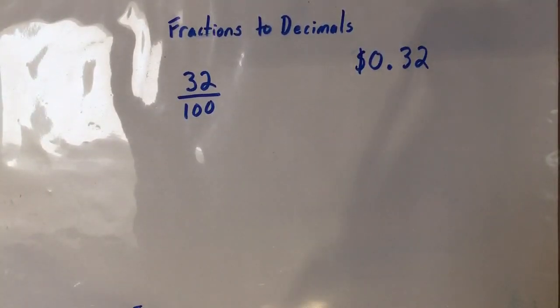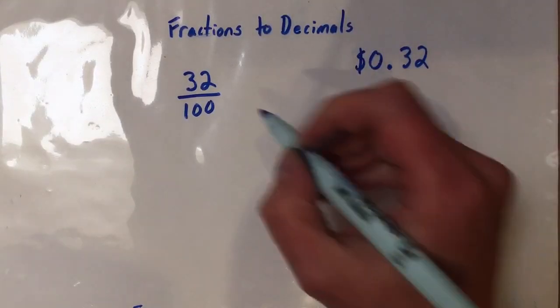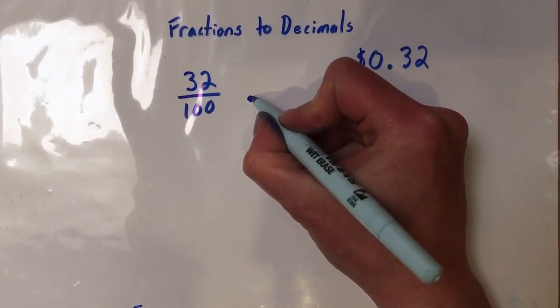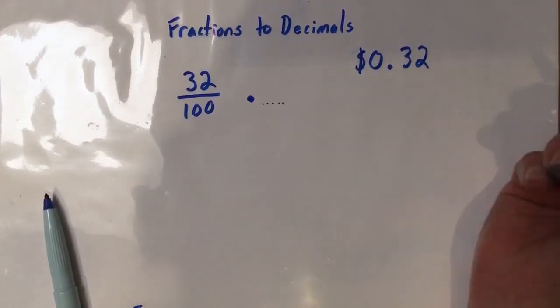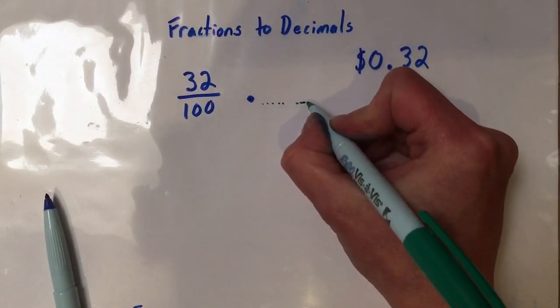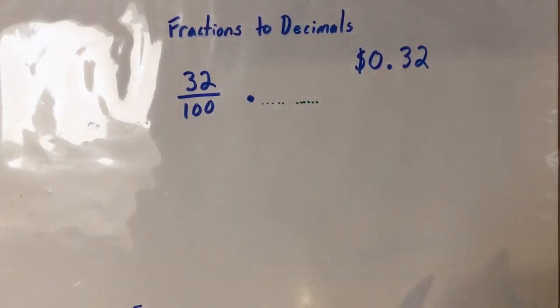But we can also write this just straight as a decimal without using money as a helper. I'm going to put my decimal point. I know that I have to deal with my hundredths space, so there's my tenths, and then here's my hundredths space. I have 32.